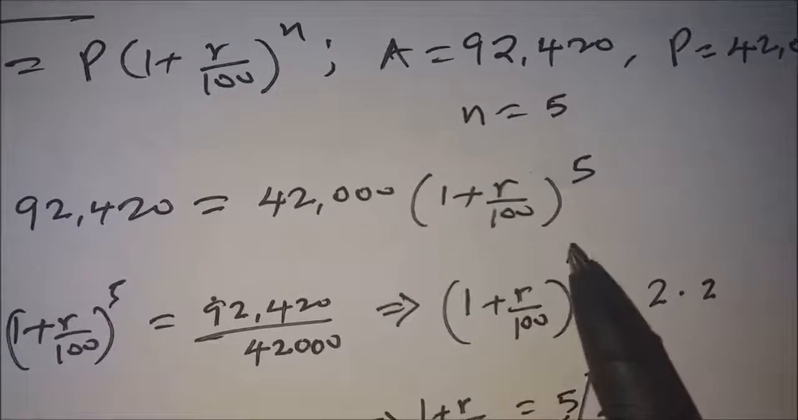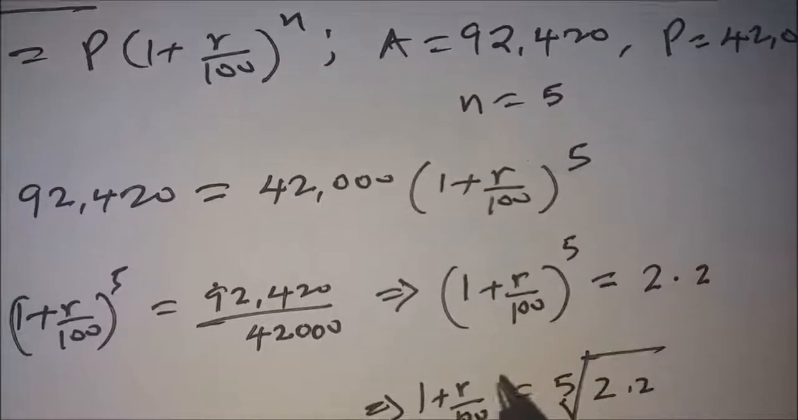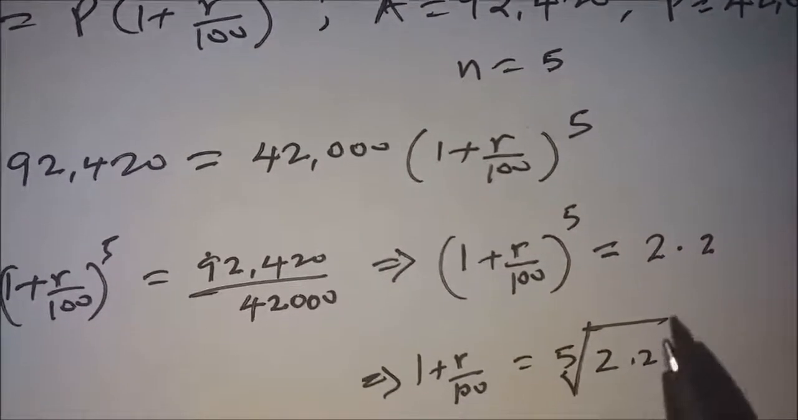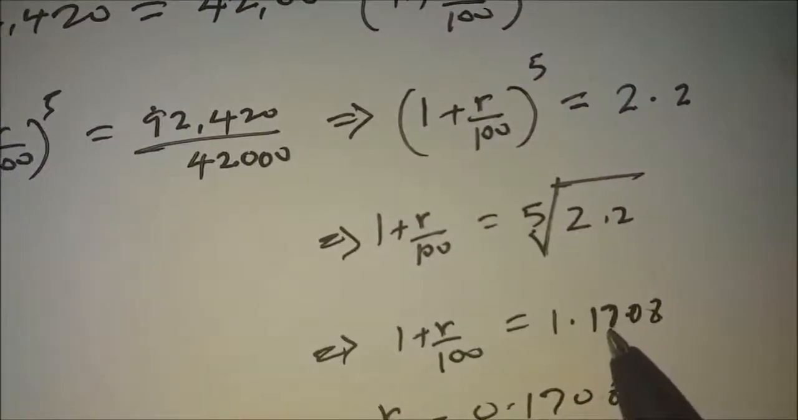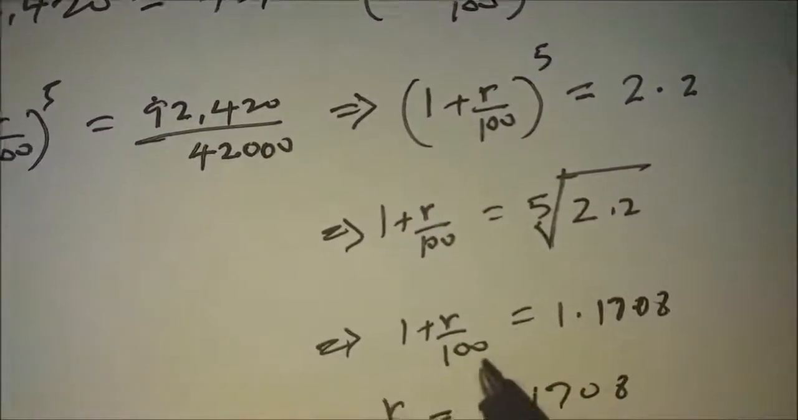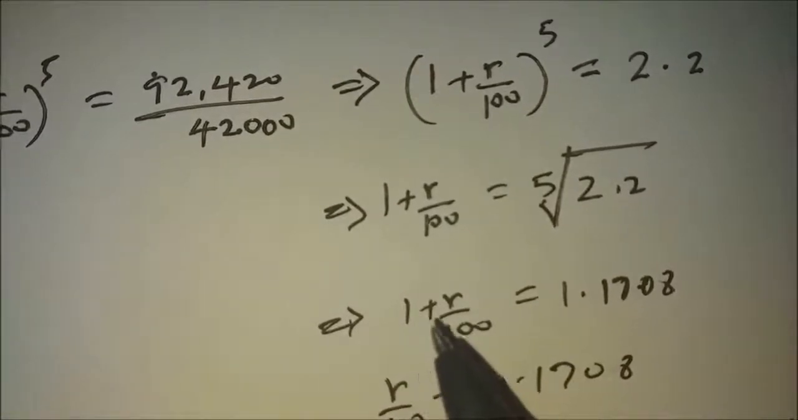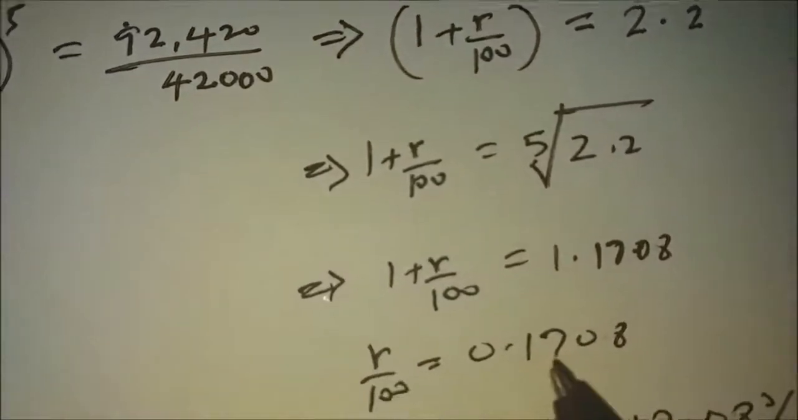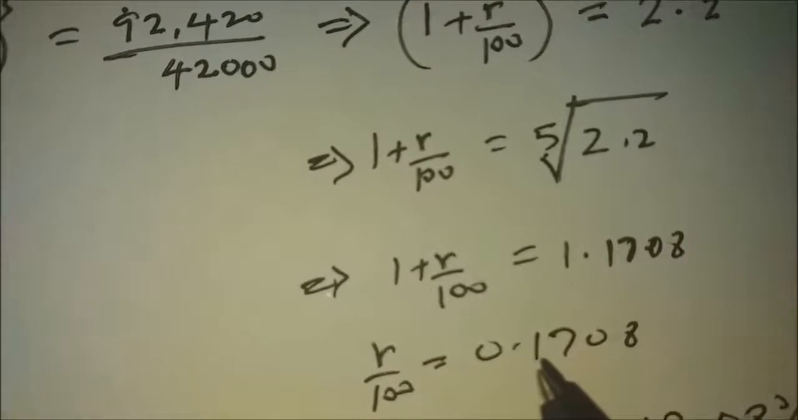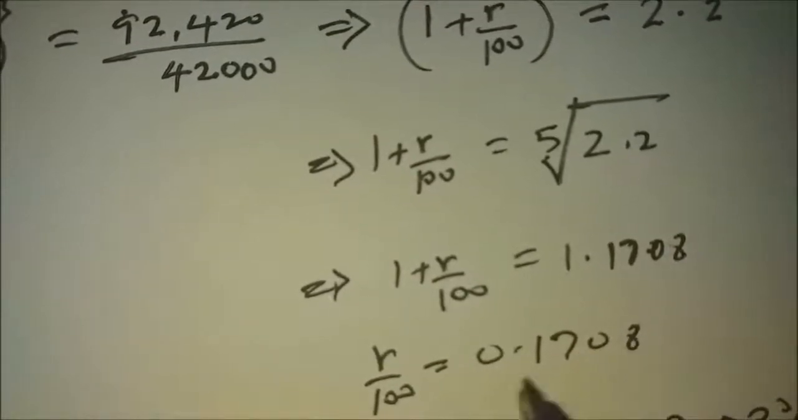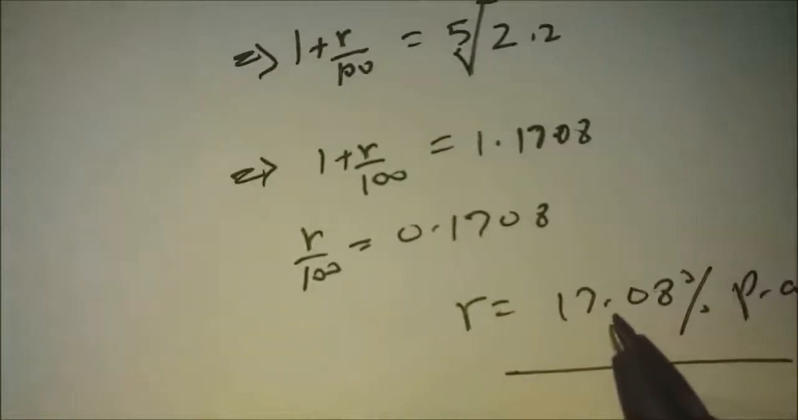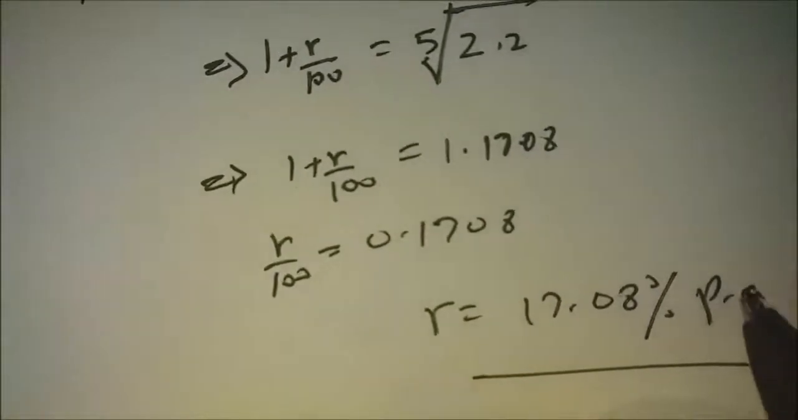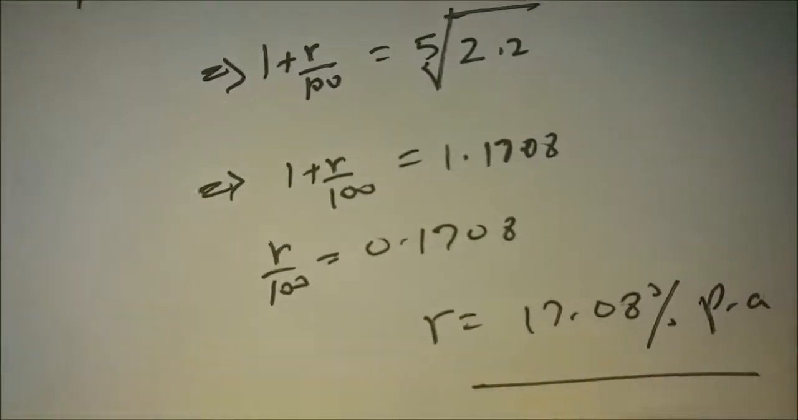Now, we remove this power by taking the 5th root of both sides, and that brings us to 1 plus R over 100 equals 1.1708. We subtract 1 from both sides, and we have R over 100 is 0.1708. Multiplied through by 100, we get our R as 17.08% per annum, and this is the rate.